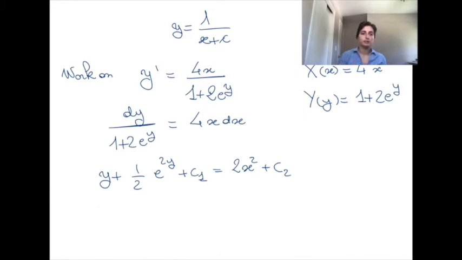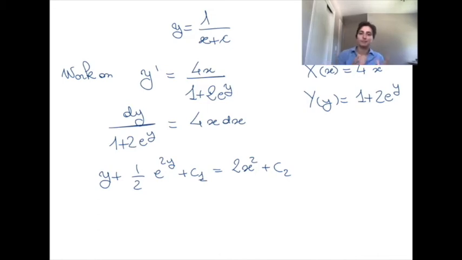Let's look at another equation. Y prime equals 4x divided by 1 plus 2 exponential of y. So we have a function that depends on x, that is 4x, and a function that depends on y, that is 1 plus 2e^y. We take the function that depends on x on one side, the function that depends on y on the other side. We take the integral on both sides, and we can solve it.